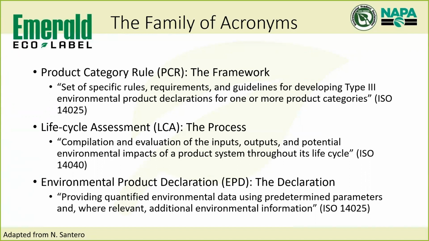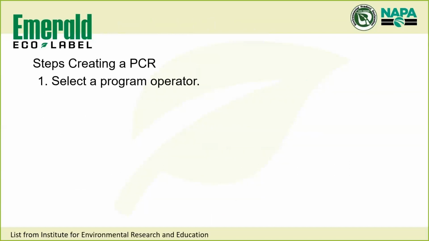And the way I describe it to some people is, if you're comparing it to football, the product category rule is the rule book that tells you here's what you have to follow, here's how you're going to play the game. The life cycle assessment is the process. It's the coach deciding what plays they're going to run, and it can have either a positive or a negative impact. And the environmental product declaration is that final box score at the end, which tells you not only the final score, but how that score was achieved, so that there's a better understanding of what took place.